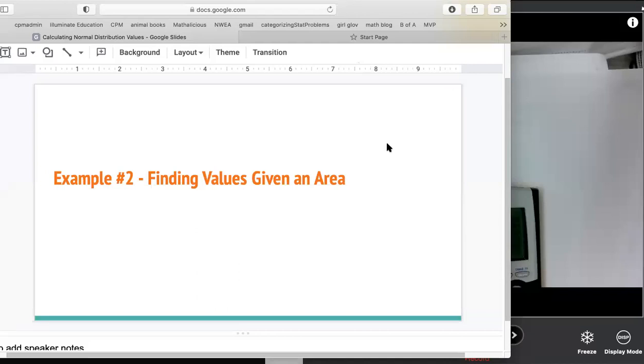Okay, so now we're going to move on to another free response example. This time we're going to find values given an area. This is going to be an inverse norm calculation.